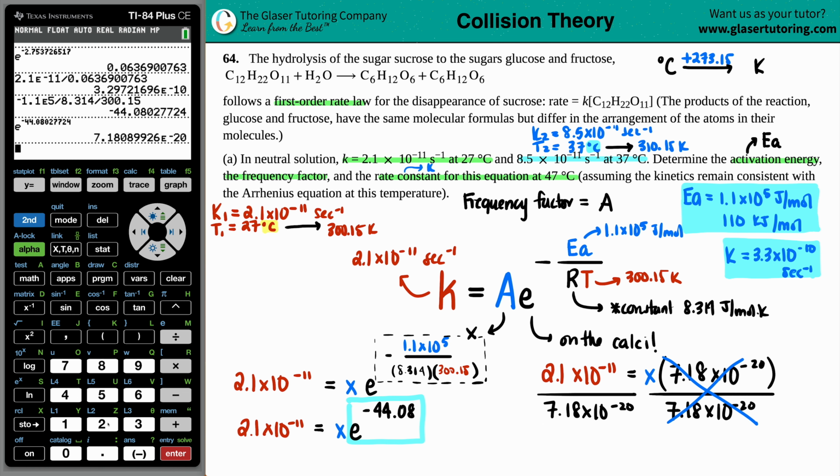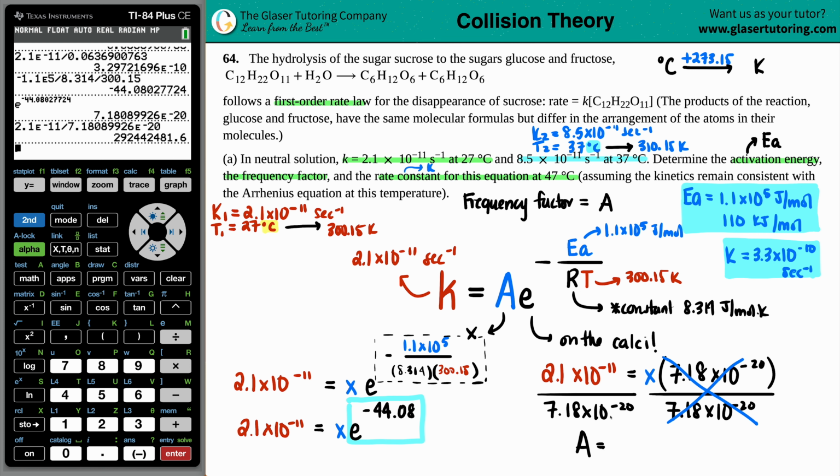And let's see, now I'm going to bring in that 2.1 times 10 to the negative 11th divided by this total number. And there it is. I guess we'll say 2 sig figs. So my A value, which is my frequency factor, equals 2.9 times 10 to the 1, 2, 3, 4, 5, 6, 7, 8.